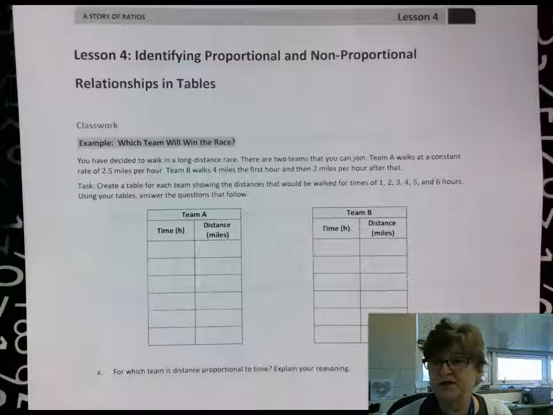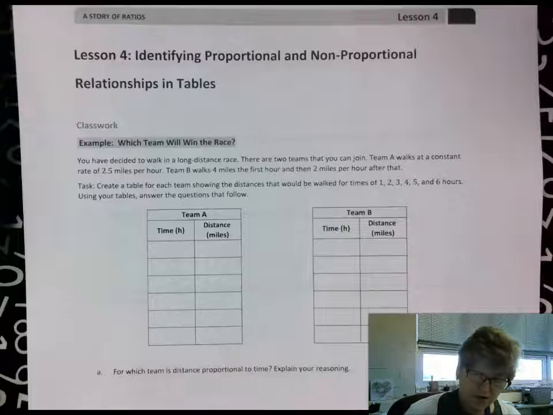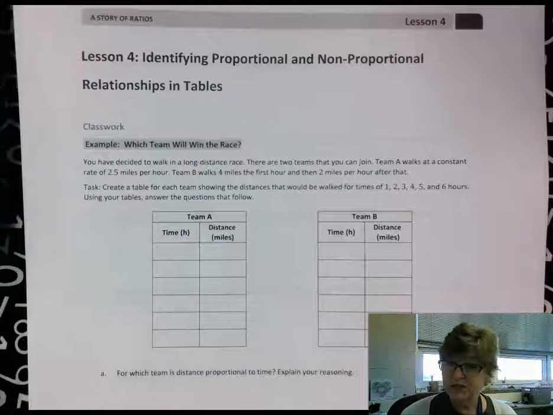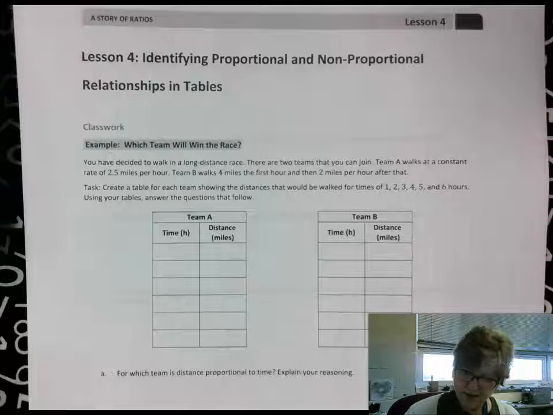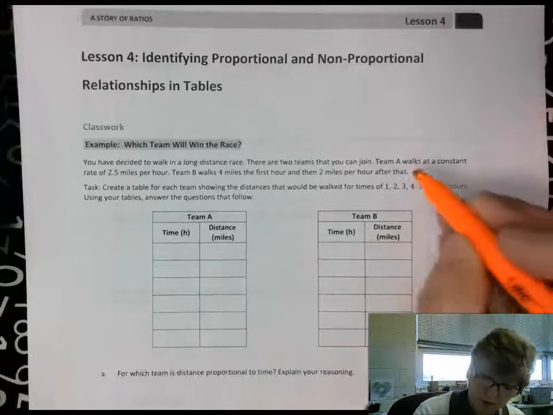Welcome to Lesson 4, Identifying Proportional and Non-Proportional Relationships in Tables. Starting off with our first example, which team will win the race? You've decided to walk in a long-distance race. There are two teams that you can join.